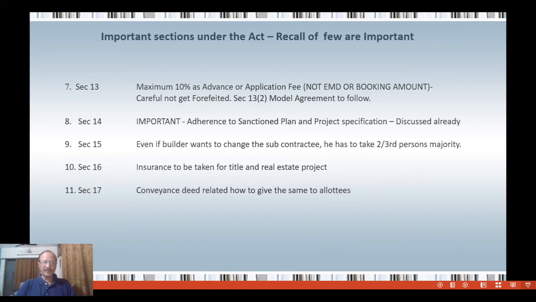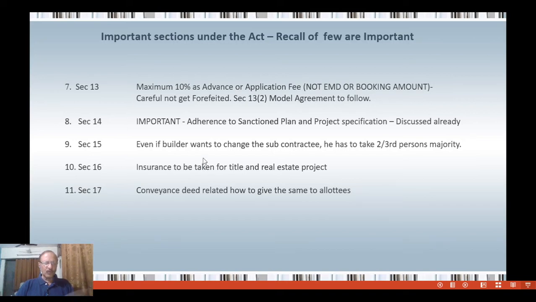We did that yesterday. Section 14, he has to adhere to sanction plans and project specification. Again, we spent half of one full chart on this adherence to the sanction plan. So, he can't deviate. He has to take 2/3 written consent if he has to change anything outside the plan, and all have to agree. And if it is within your flat, he has to take your written agreement.